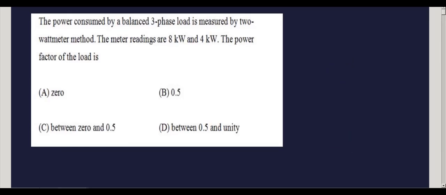Let's see the next question. The power consumed by the balanced three-phase load is measured by the 2-wattmeter method. The meter readings are 8 kilowatts and 4 kilowatts. Find the power factor of the load. We know that phi equals tan inverse of root 3 into (P1 minus P2) divided by (P1 plus P2). So, what is tan phi? Tan phi equals root 3.